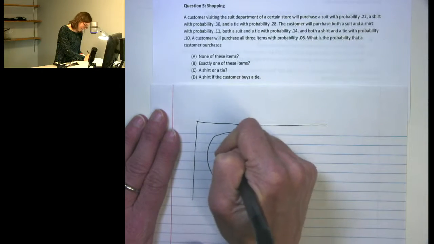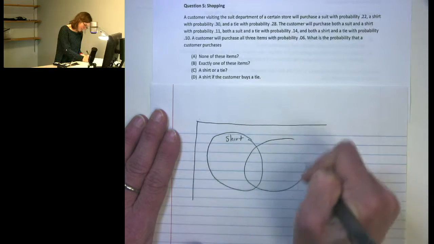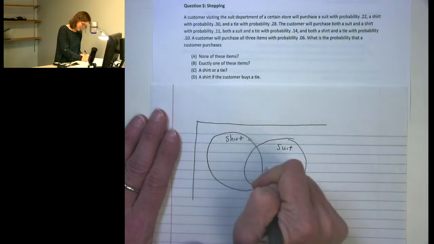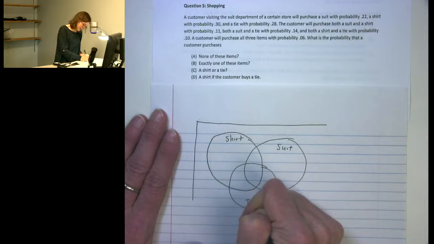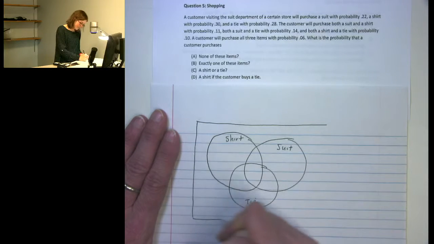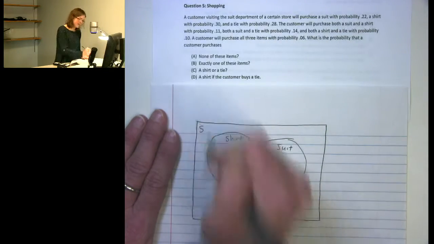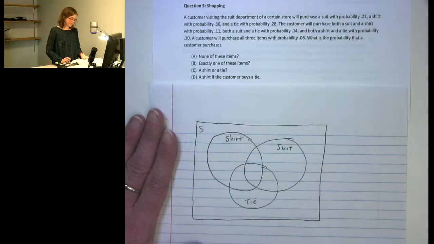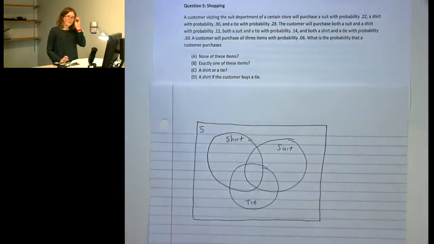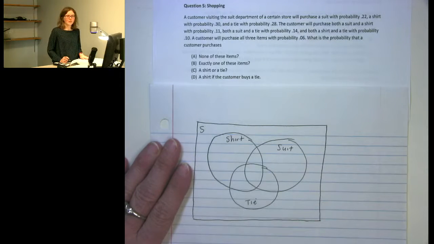We have buying a shirt, buying a suit, buying a tie. We've got intersections of those things, and then maybe somebody might not buy anything, right? That makes up our entire outcome space. So when you're making your Venn diagram, you start filling in probabilities. You want to start with the biggest area of overlap first.